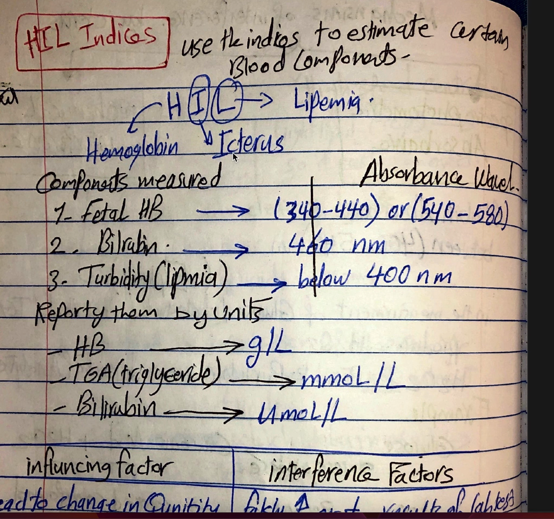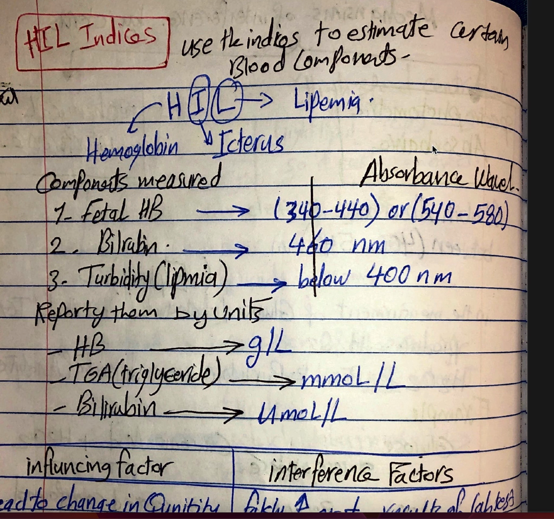We have to remember that very well. So again, what is the definition of HIL indices? These indices are used to estimate the blood components. What are the blood components? H hemoglobin, I bilirubin, L turbidity, because we measure the lipid. H, hemolysis, how can we measure it? By the hemoglobin, but we said that is not a good estimate. I bilirubin, L the turbidity, because the lipid causes turbidity.